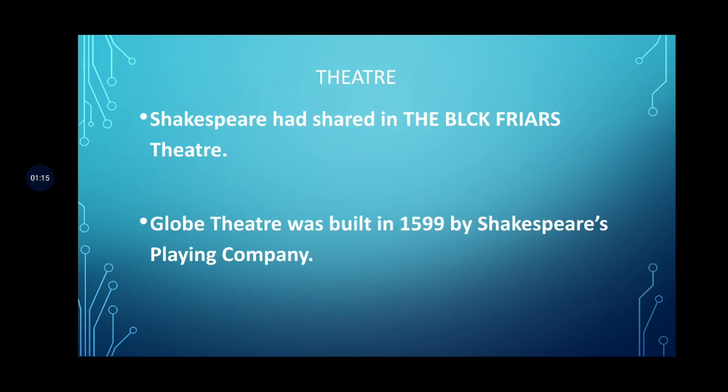Theatres. Now we already know that there were many Elizabethan theatres in this period. So Shakespeare also had his contribution in the theatres. He had a share in the Blackfriars Theatre. The Globe Theatre was built in 1599 by Shakespeare's playing company. Globe Theatre is again a very important theatre of this period, and it was burned in 1613 and rebuilt in 1614.